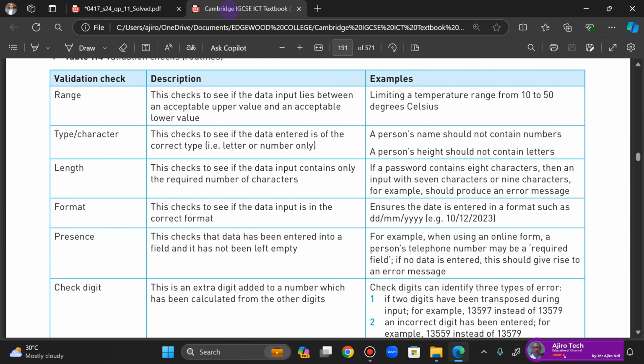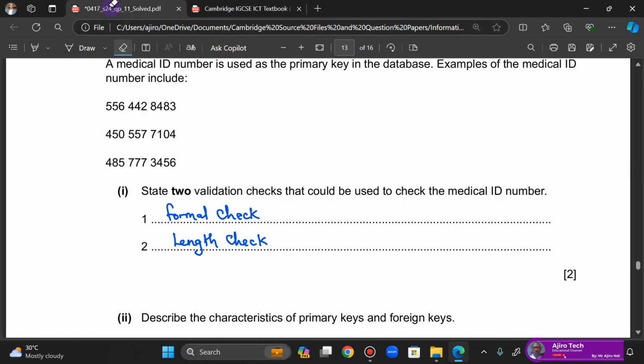So here you see that the length, right? To check to see if the data input contains only the required number of length, because I was able to look at it and I said, okay, they have number of length. Format, they have the same format. And they also have type check, right? And the reason why I'm saying the type check is they're of the same type. So you can add for others.